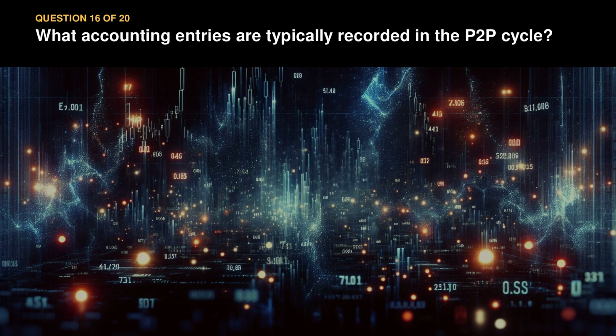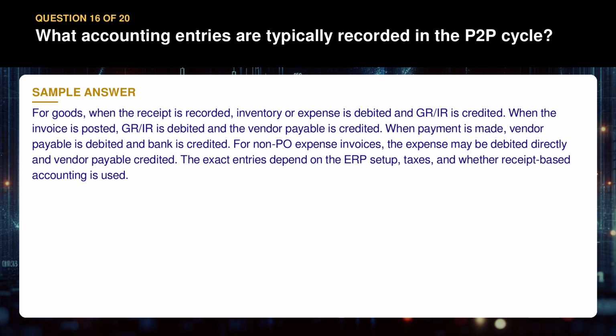Question 16. What accounting entries are typically recorded in the P2P cycle? For goods, when the receipt is recorded, inventory or expense is debited, and GR/IR is credited. When the invoice is posted, GR/IR is debited, and the vendor payable is credited. When payment is made, vendor payable is debited, and bank is credited.